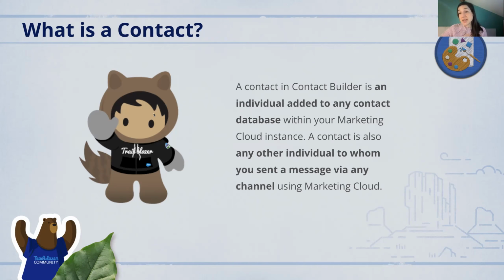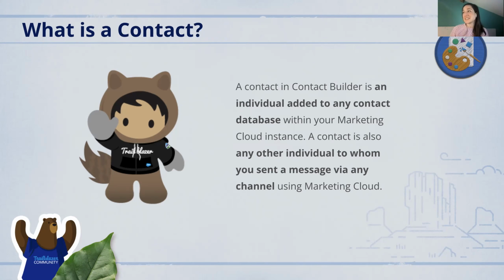Then we have a contact on the other hand. So a contact is going to be a little bit different from a subscriber in the definition, but we can see we still have the same Astro character here. So we're going to see why in a second. It's not that I just forgot to change the image on the slides. It's actually done on purpose.